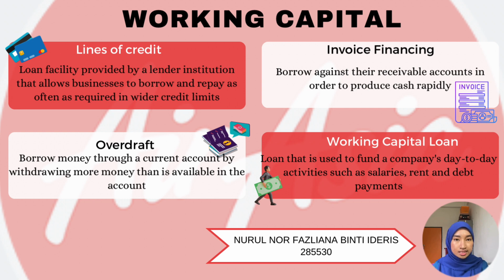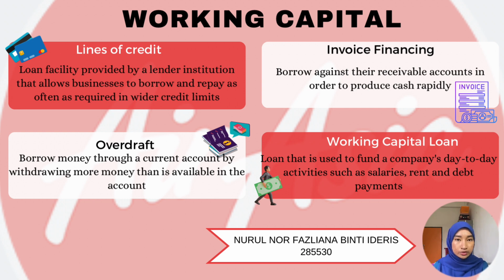Thirdly, invoice financing. Invoice financing is a type of financing that allows firms to borrow against their receivable accounts in order to produce cash rapidly. Asia can get invoice financing from CIMB Bank because the company can convert their receivables to cash immediately. Invoice financing offers three of the most helpful benefits for growing businesses: fast cash, highly valuable in an emergency, and relatively light-touch approval processes.